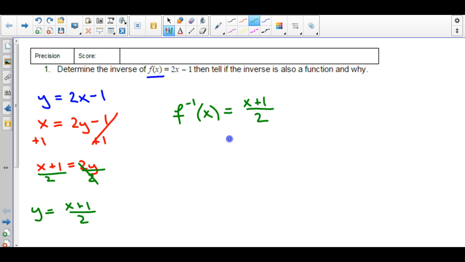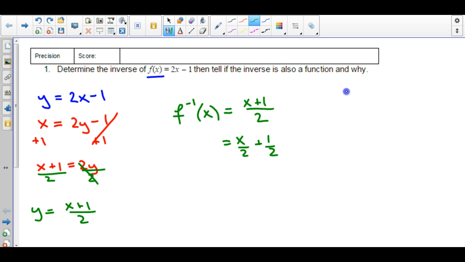Again, that's also an equation of a line. If I break this apart into x over 2 plus 1/2, think about what this line would look like. It would have a y-intercept of 1/2, and your slope would be up 1 over 2. With the other line, it starts at negative 1, so your y-intercept would be down 1, but your slope would be up 2 over 1. So the slope of your inverse function is actually the reciprocal of the slope of your regular function. It says tell if the inverse is a function in y.